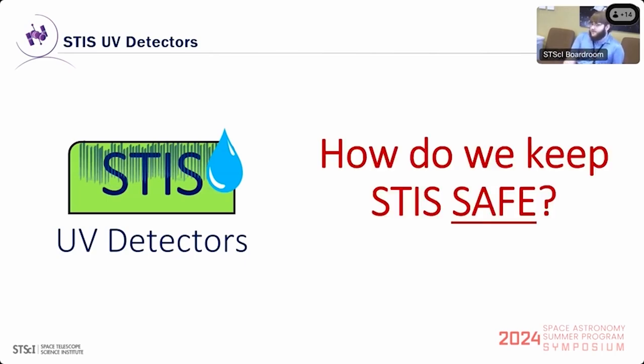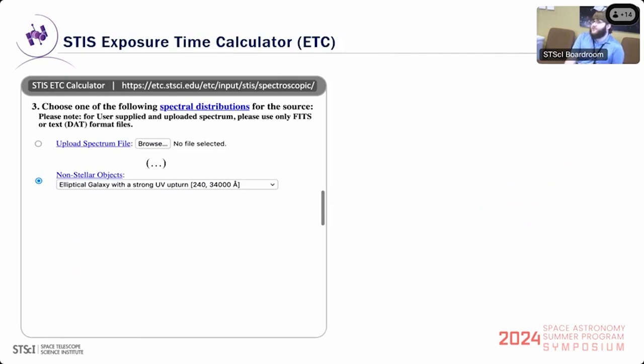And so the big question here is, how do we keep STIS safe? That's really important. We want to keep the detectors safe, and we want to make sure that everything's good. Well, there is already a measure in place to do this with the exposure time calculator, or the ETC. So when you submit a proposal to observe with STIS, part of that process is calculating the exposure time to ensure the instrument safety.